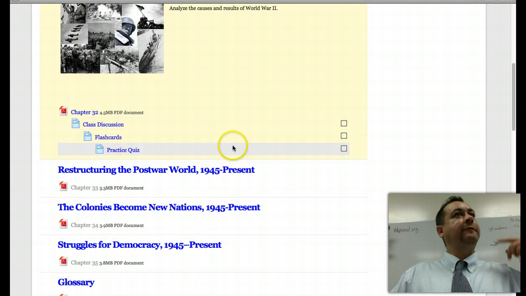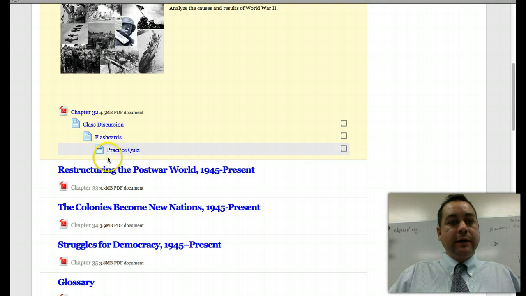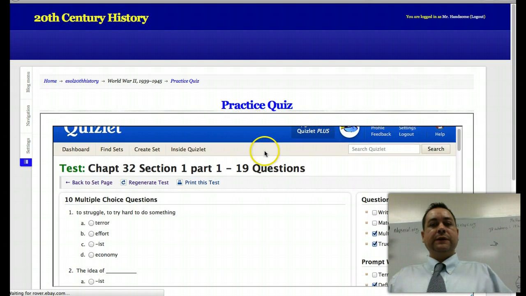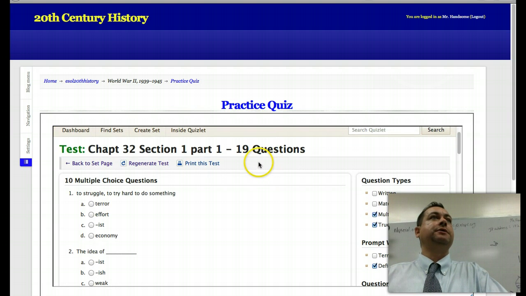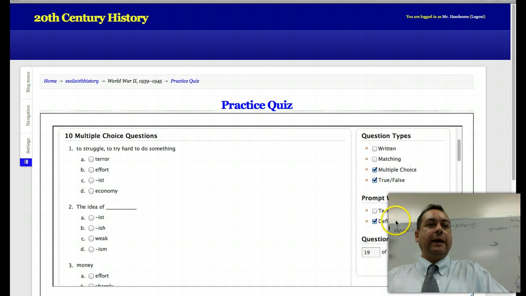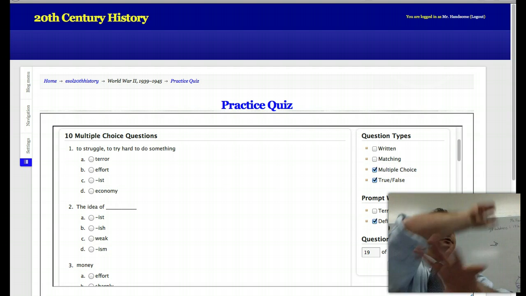Then, after you've studied the flashcards a few times, you can go and take the practice quiz. And this quiz will be just like the quiz that you'll have tomorrow. Every time you take it, it changes things around and moves it around.